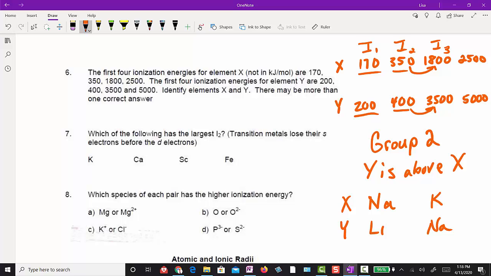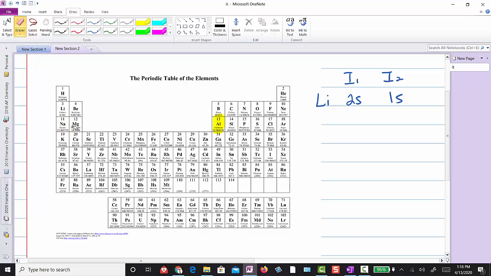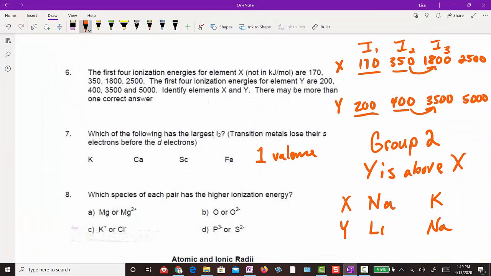Which of the following has the largest I2? A large I2 would mean that it has 1 valence electron. Because if the jump comes in going from I1 to I2, that means the first electron was easy, the second one took more energy. In looking at these elements, let me flip back to our periodic table. Potassium is the only one in that row, because there's iron, calcium, scandium. So potassium is the only one that has one valence electron. So I take my first one, and then it's going after one that's on the third energy level. So that would be this guy here.